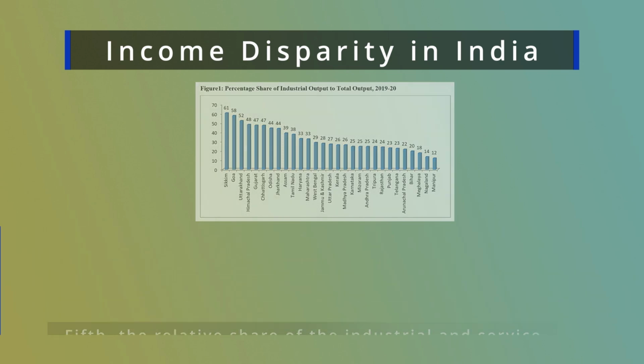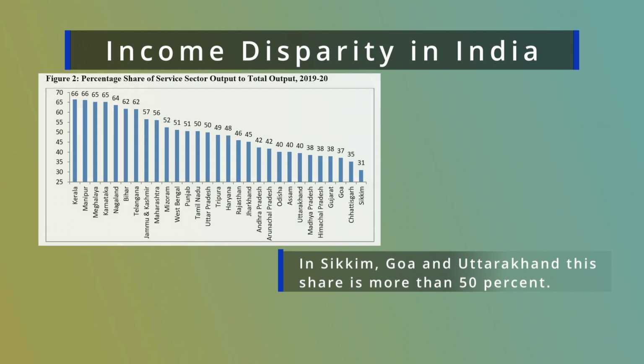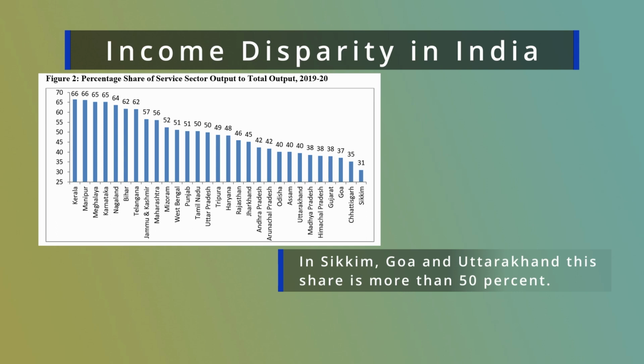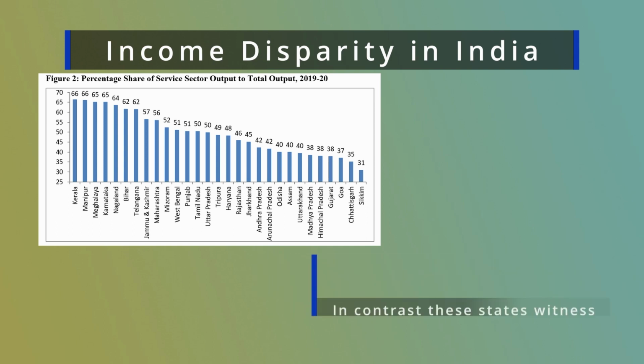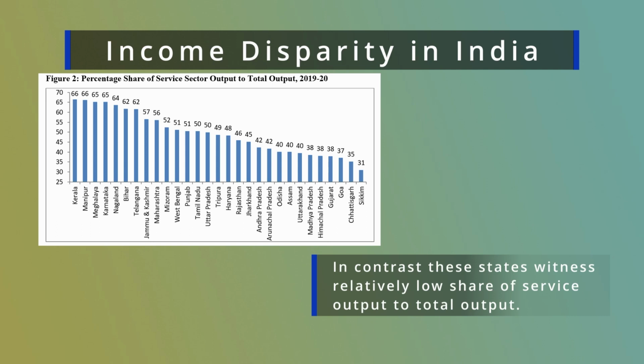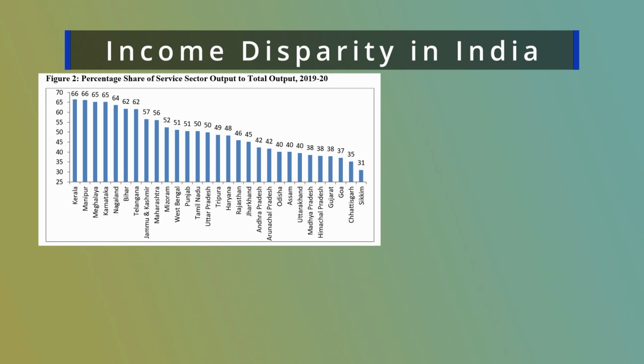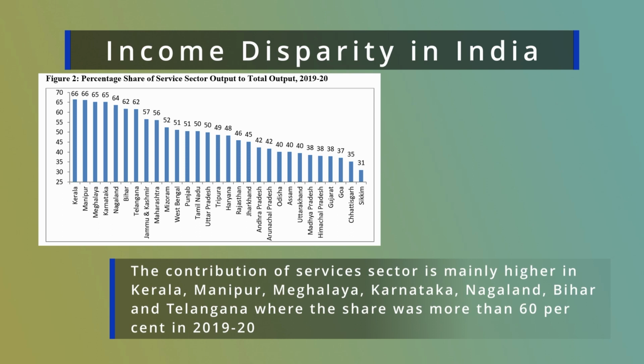The percentage share of industrial output to total output was also high along with Sikkim in Goa, Uttarakhand, Himachal Pradesh and Gujarat as well as Chhattisgarh. Whereas the contribution of industry is relatively less in case of Bihar, Meghalaya, Nagaland and Manipur. That is, there is a wide variation of the industrialization across states of India. That also indicates wide variation of the status of development across states of India.